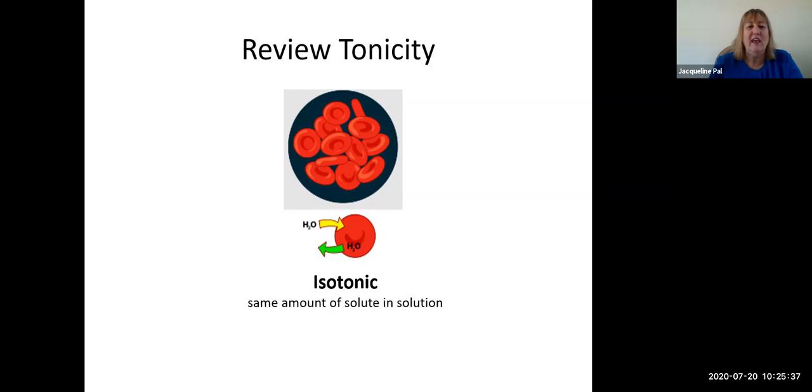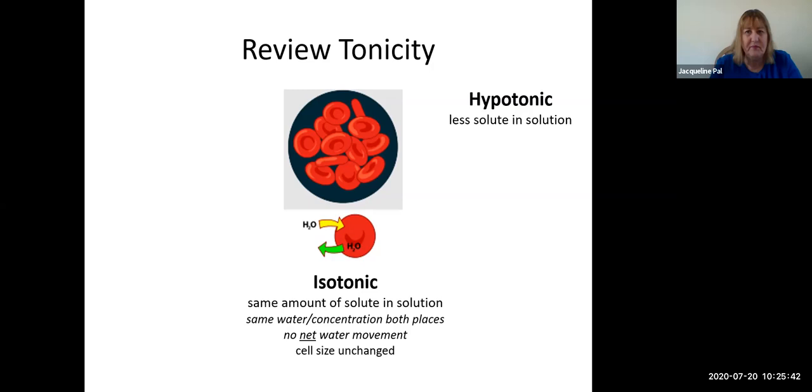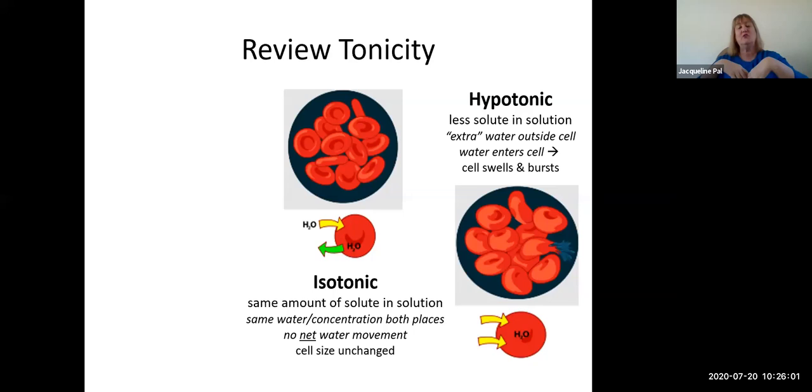If, on the other hand, you put a cell into what's called a hypotonic solution, hypo meaning underneath, so there's less stuff dissolved in the solution, which means there's more water in the solution, there's extra water outside the cell. What that means is the water is going to try to enter the cell and try to make the concentrations the same. And as it enters the cell, then that cell gets bigger and bigger and bigger. And just like a balloon, eventually it will burst. So that is not a good thing.